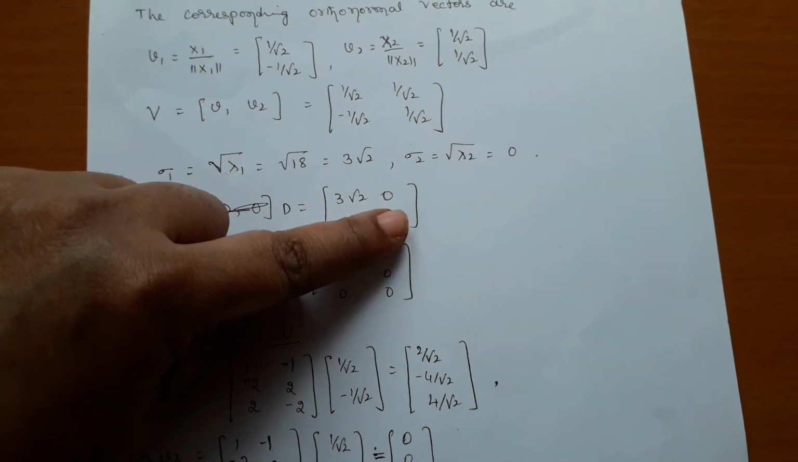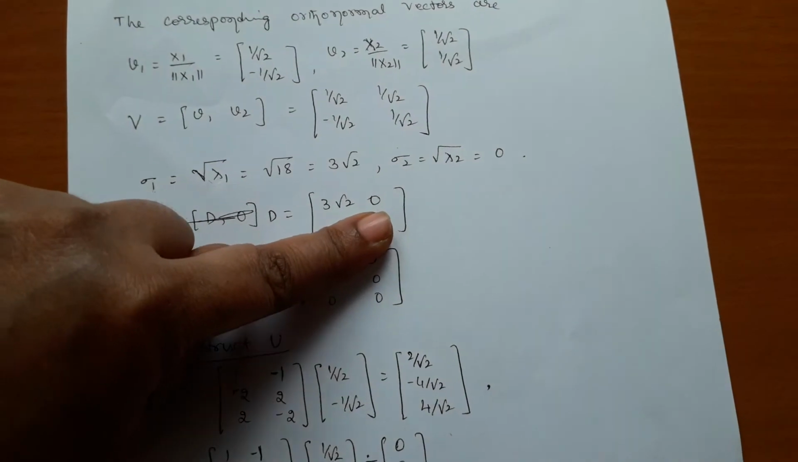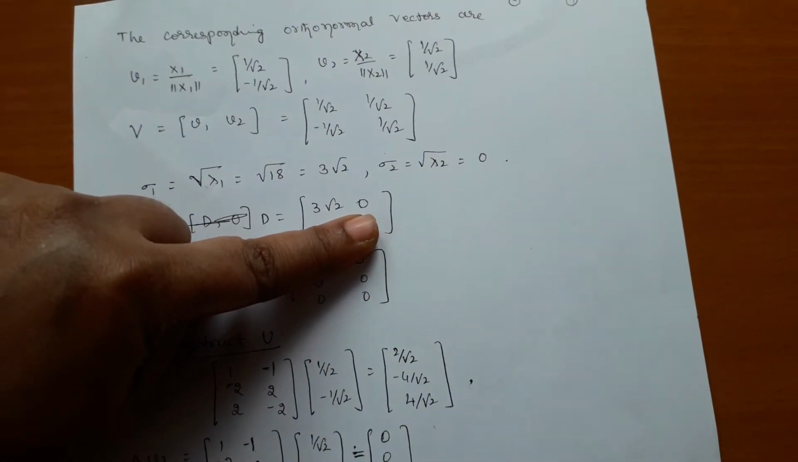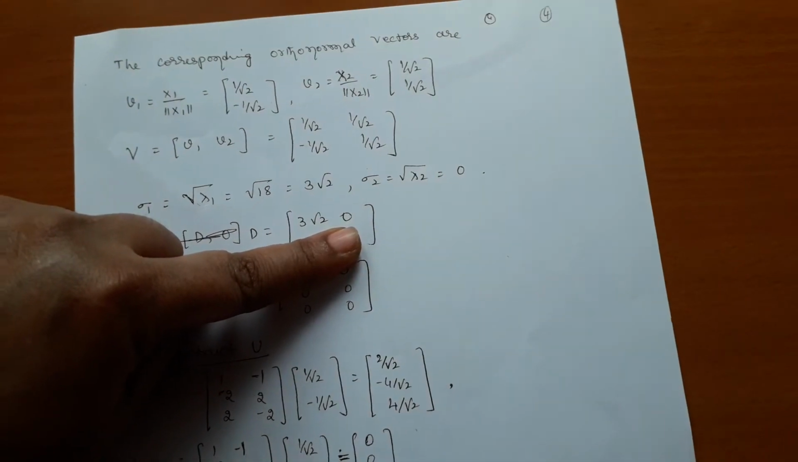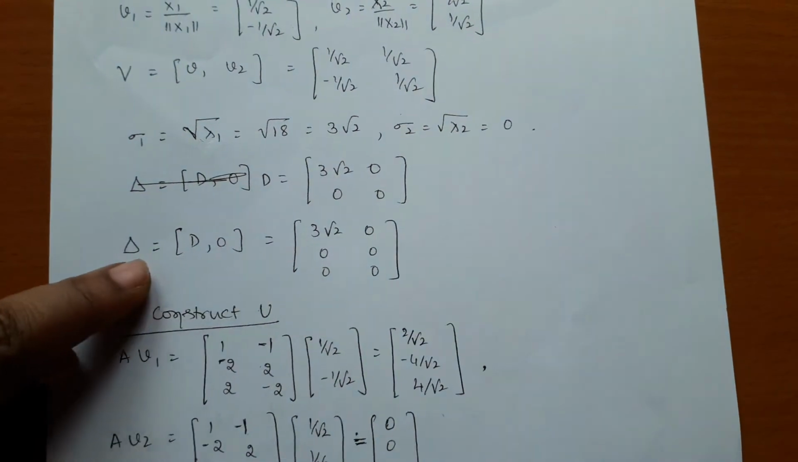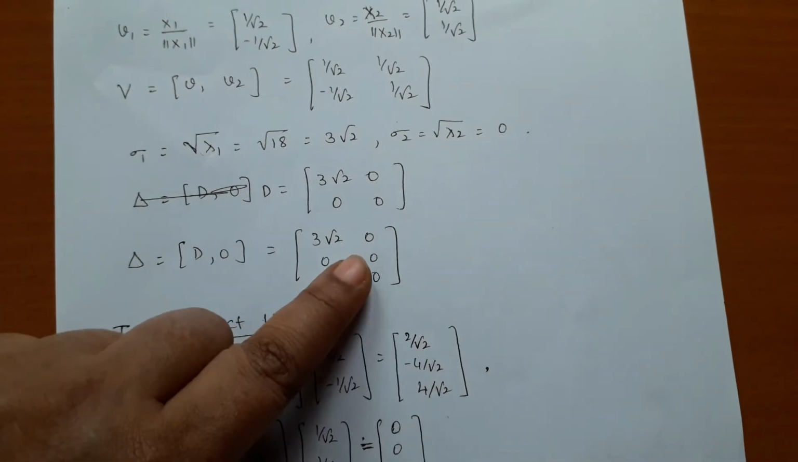Now I have to use the non-zero singular values. What are the non-zero singular values actually? 3 root 2, 0. Please try to understand, 3 root 2, 0. In the next step, we have to construct U with the help of the diagonal matrix with non-zero values.